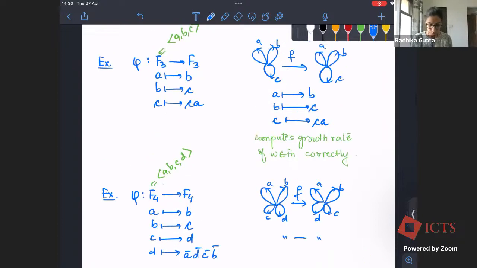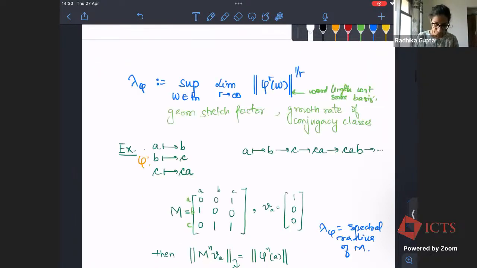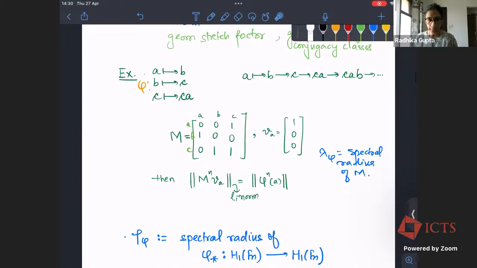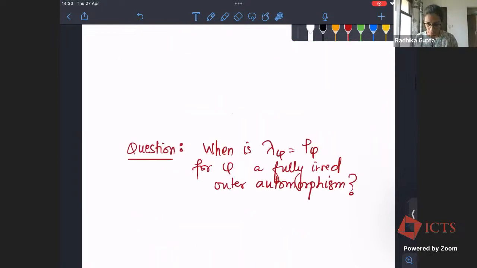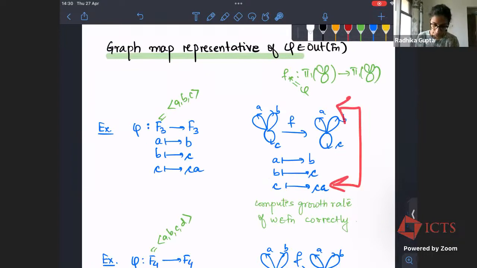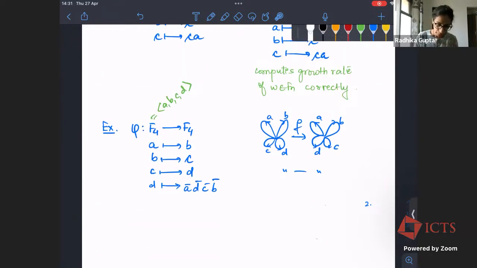The point of showing you these two examples is that the first example is what we did here. If I want to compute the growth of conjugacy classes of elements of the free group, I can do this matrix business. I can write this matrix and find its eigenvalue. For this example, it computes the growth rate correctly. However, in this second example, something goes wrong.